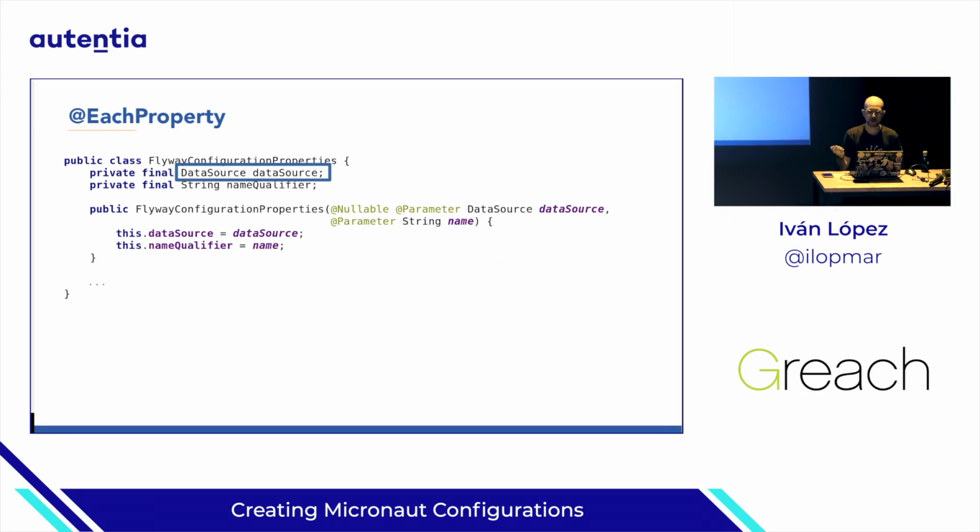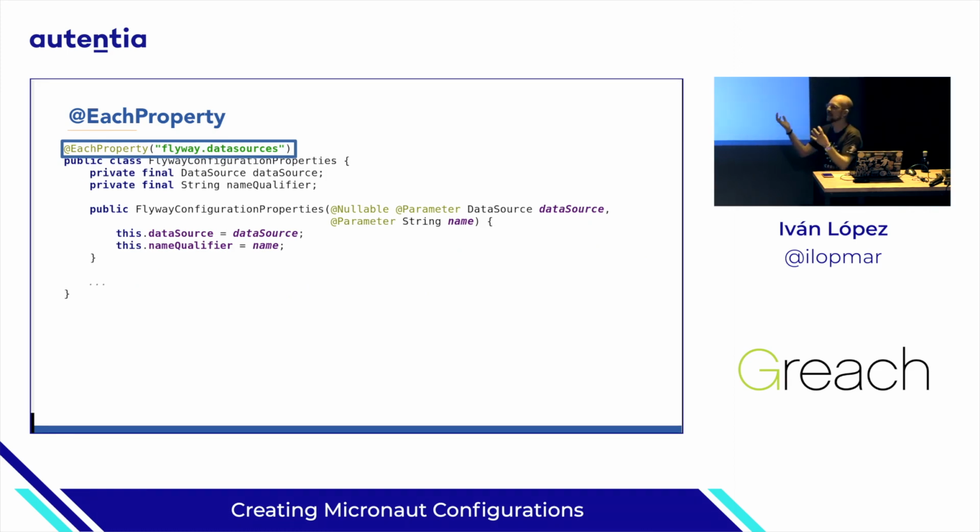So what you need to do is annotate this class, these configuration properties, instead of using @ConfigurationProperties as we saw before, you need to annotate it with @EachProperty. So what Micronaut is going to do is iterate through your flyway.datasources.whatever. And that whatever is the name for you as a user. It's a name that makes sense.